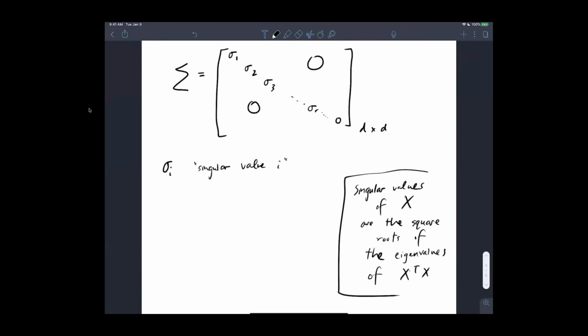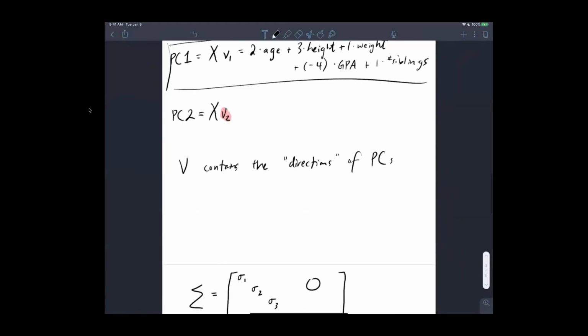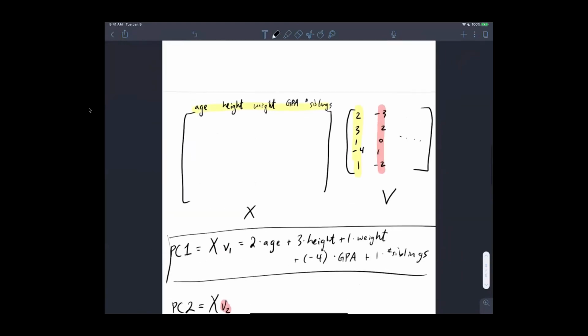Now, I have a question that I want to ask you if you have taken a linear algebra class. What are the eigenvalues of our design matrix X? So for an arbitrary design matrix, what are its eigenvalues?